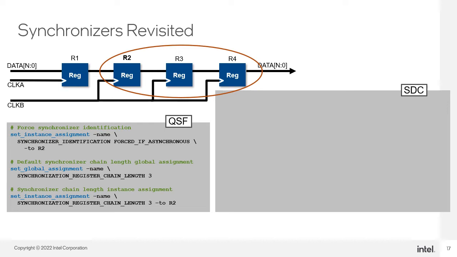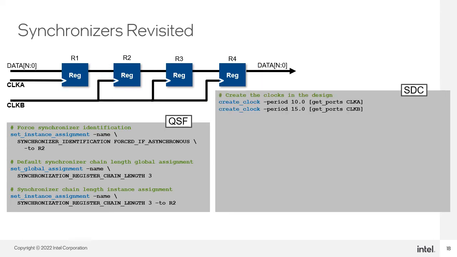The tools will automatically detect a synchronizer, but the assignment is available if you want to be sure not to leave anything to chance. The synchronizer register chain length assignment exists in the default settings with a value of 3. The example here is really to let you know that this assignment exists by default, and any synchronizer chain has a global default length of 3. The synchronizer register chain length is a local assignment attached to a specific node. This local assignment will override any default or non-default global assignment. The clock constraints demonstrate the 2 clock domains.